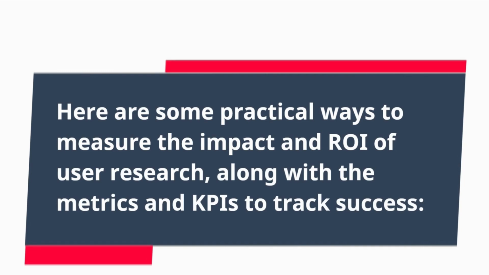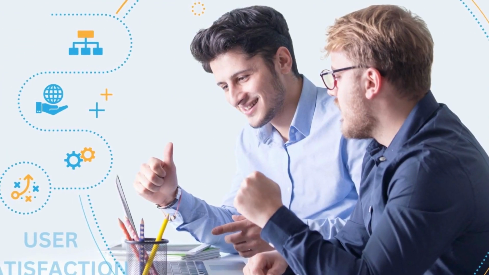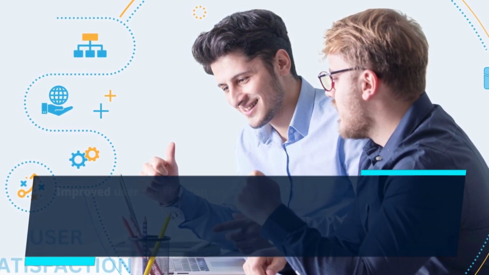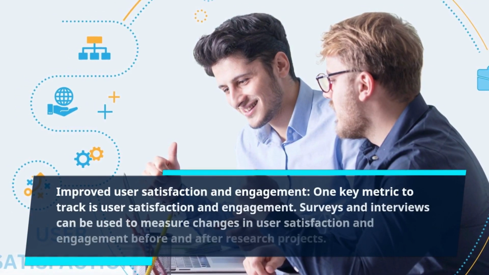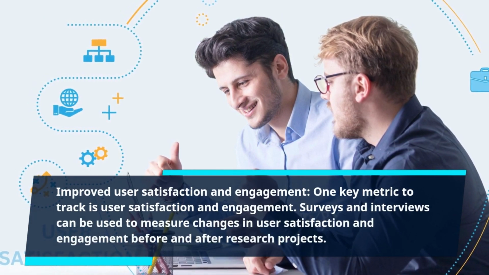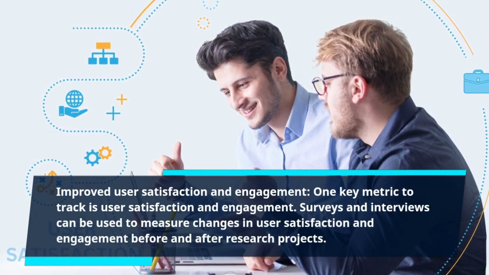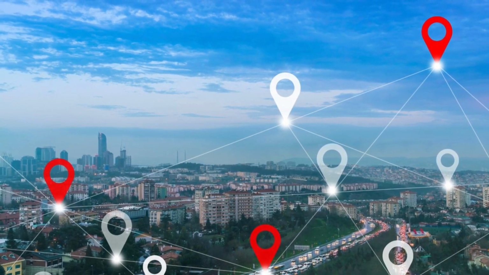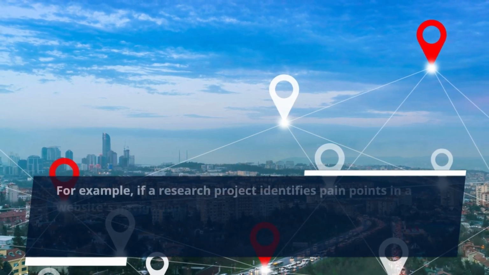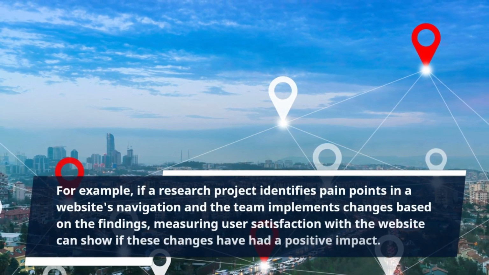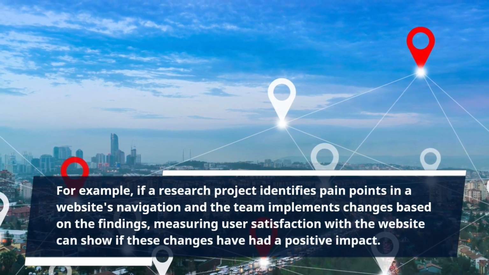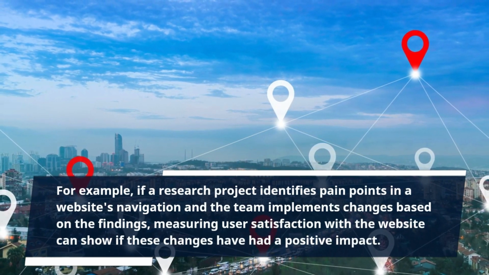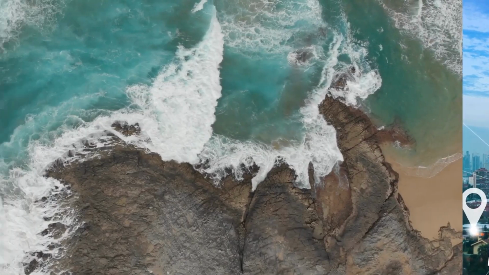Here are some practical ways to measure the impact and ROI of user research, along with the metrics and KPIs to track success. Improved user satisfaction and engagement. One key metric to track is user satisfaction and engagement. Surveys and interviews can be used to measure changes in user satisfaction and engagement before and after research projects. For example, if a research project identifies pain points in a website's navigation and the team implements changes based on the findings, measuring user satisfaction with the website can show if these changes have had a positive impact.